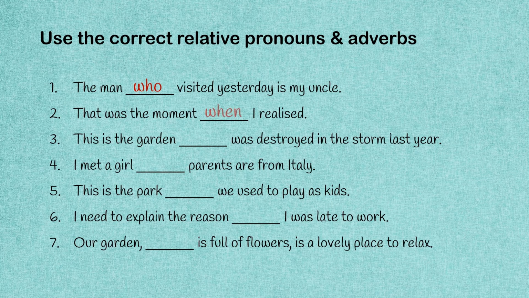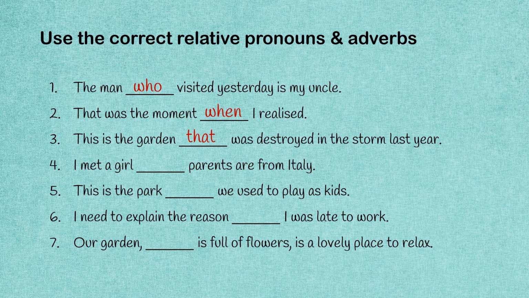We would use when in number 2 because it is referring to a time. That was the moment when I realized. In number 3, a thing is being referred to, a garden. For things, we use that or which. Since this is a defining clause, that is the best choice. This is the garden that was destroyed in the storm last year, although which could also be used.